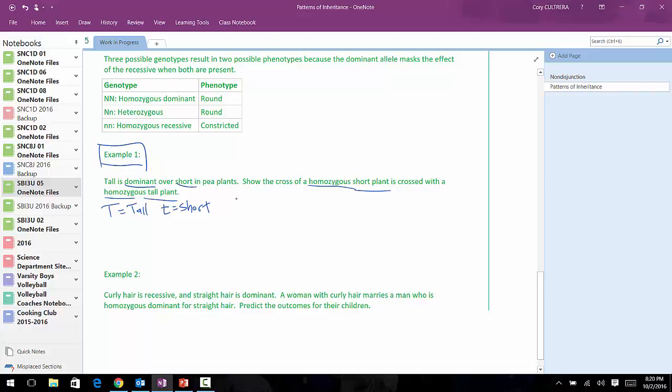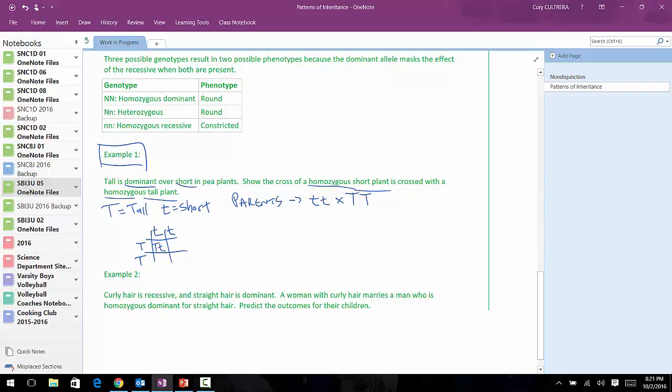And then you can start by writing out your parents. So our first parent is homozygous short. So we know homozygous means you have two of the same allele, and since it's short, we have two small t's, and we're crossing that with a homozygous tall. So again, homozygous, two of the same allele, but this time two big T's. So make your Punnett square, your 4x4 grid, and we'll put the one parent here at the top and the other at the side. And then you're just going to do a simple cross.